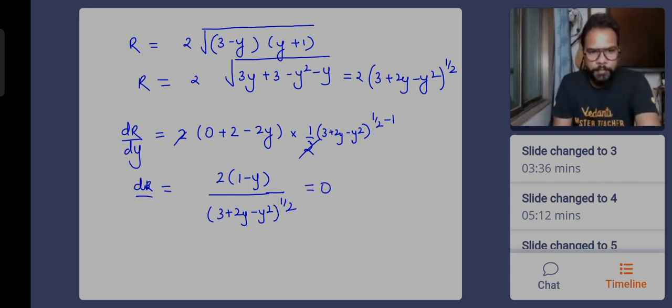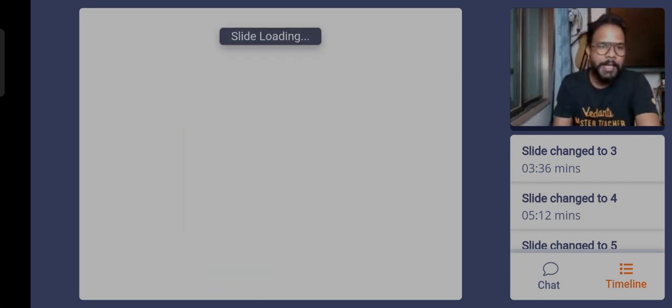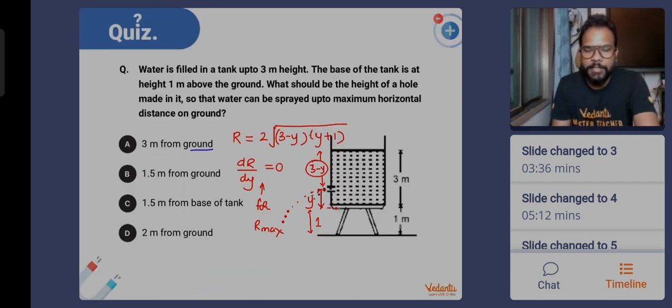So when you equate this thing with 0, okay, this is dr by dy. This entire thing multiplies here with 0. So you can see very clearly that 1 minus y is equal to 0. That's the only possibility. So y becomes 1 meter. But that cannot be the answer, because you're looking at either from the ground or from the base of the tank. So from the base of the tank, y value has come out to be 1, so it is not 1.5 for sure. So that's not your answer.